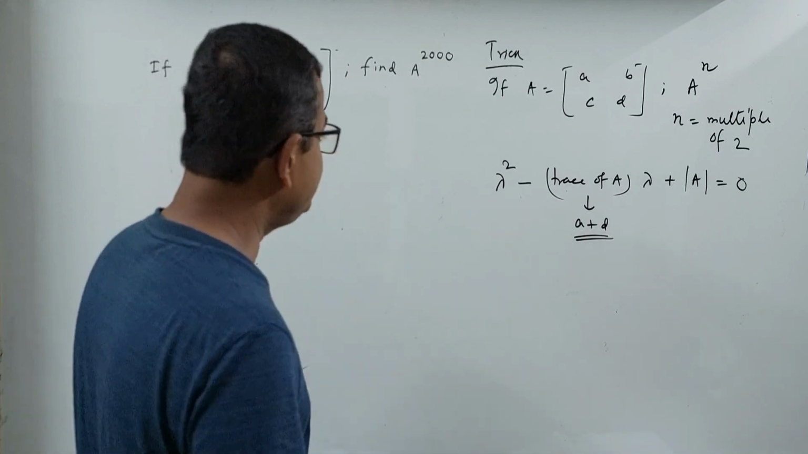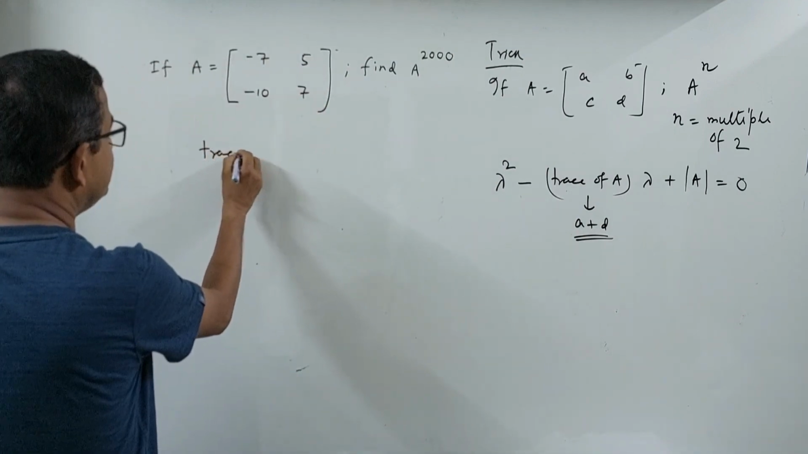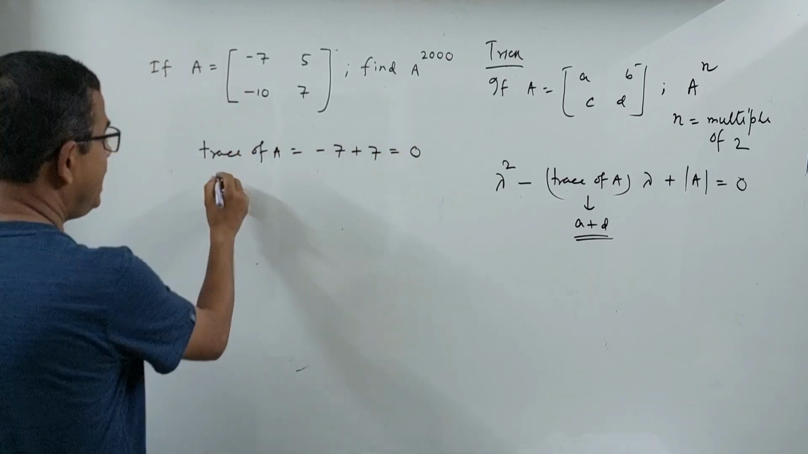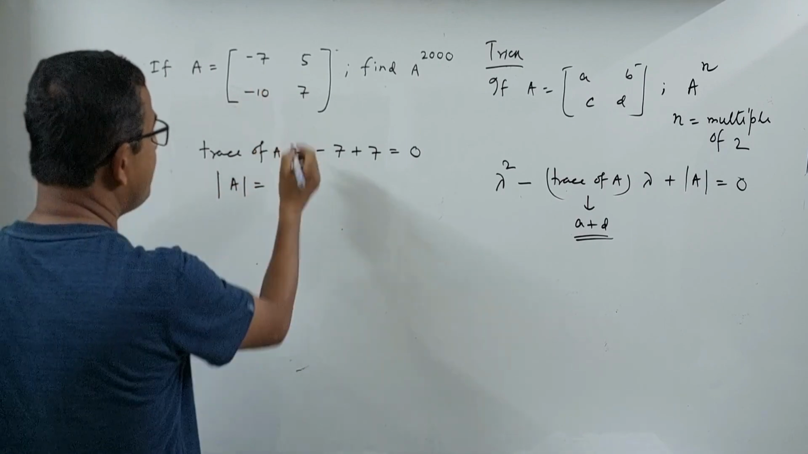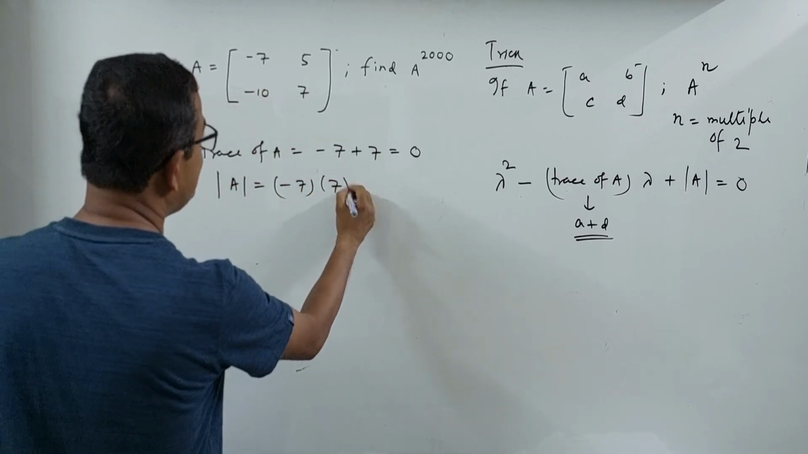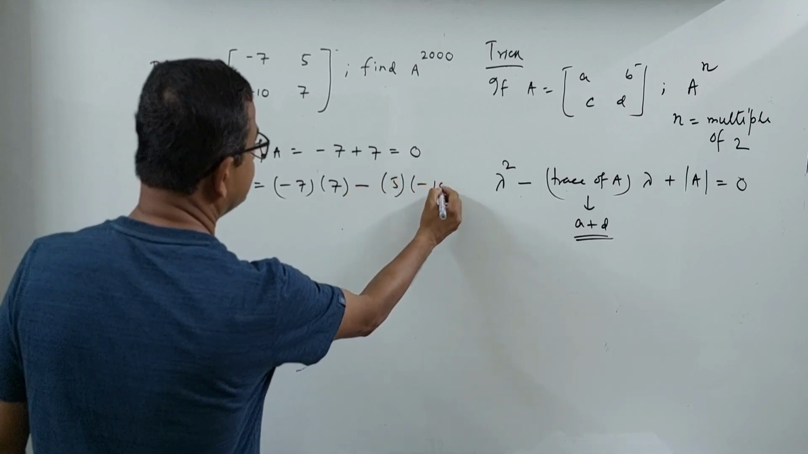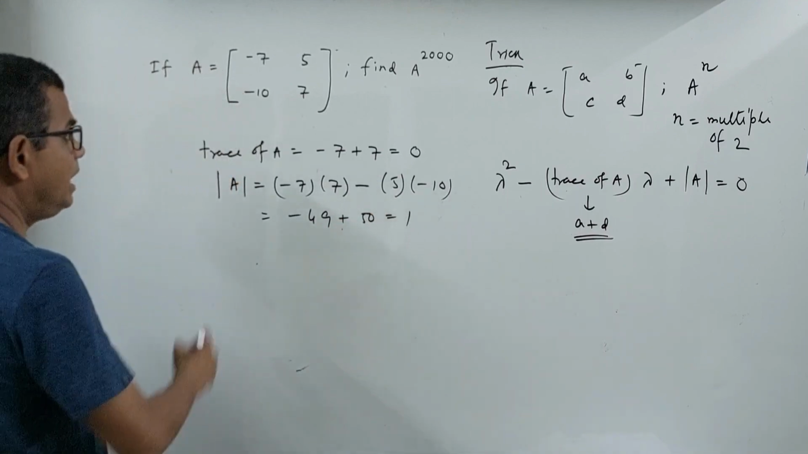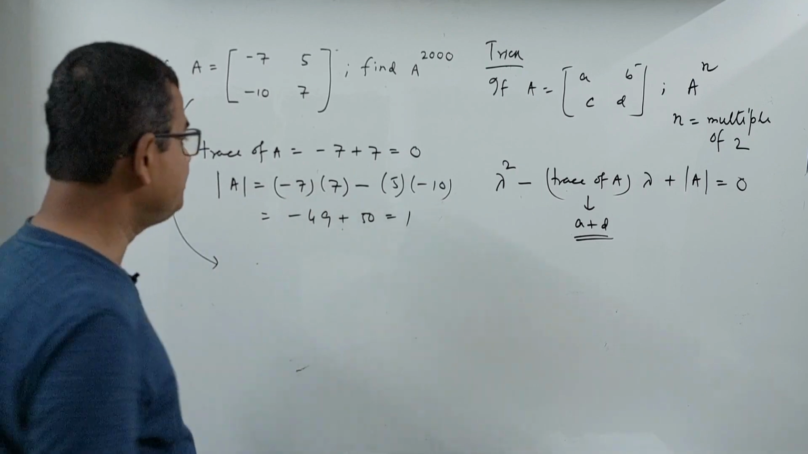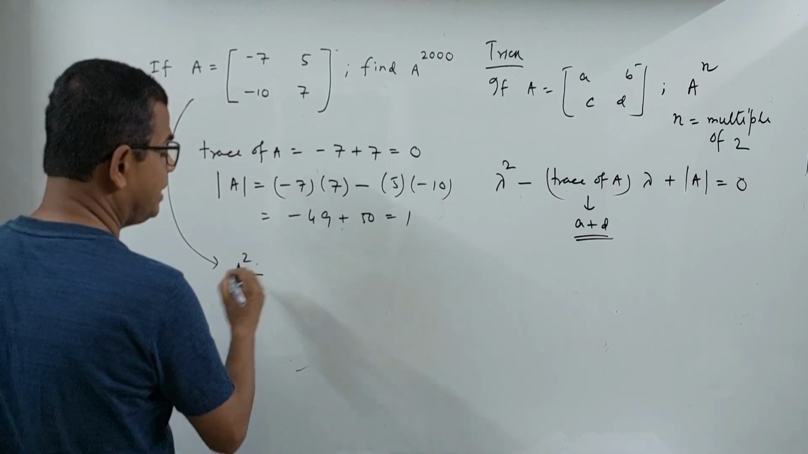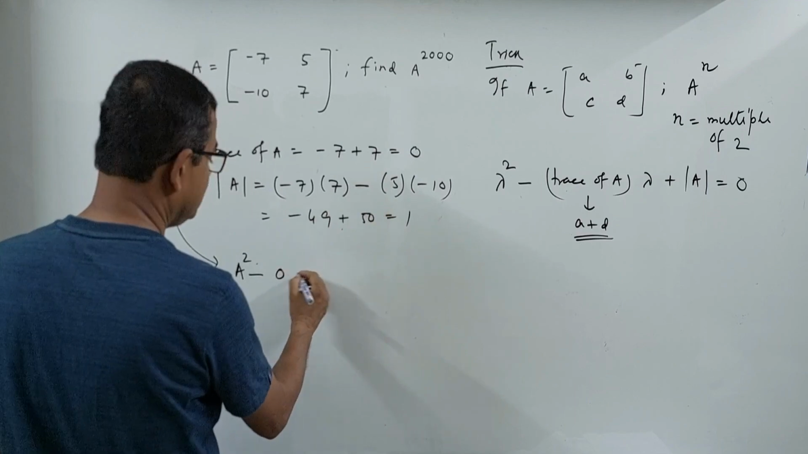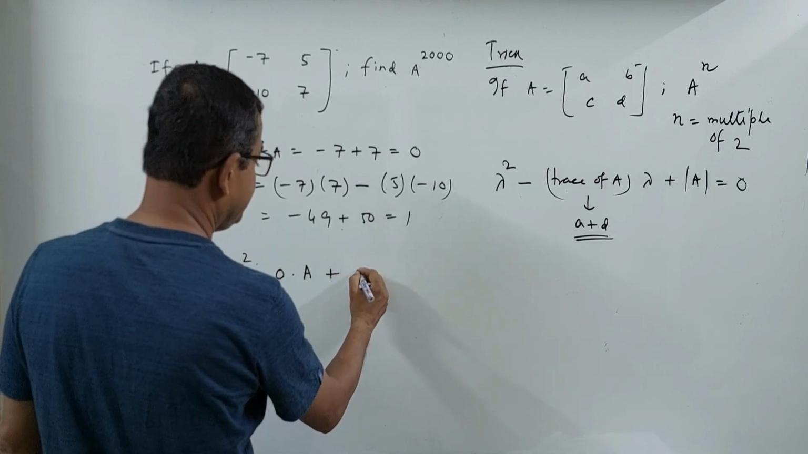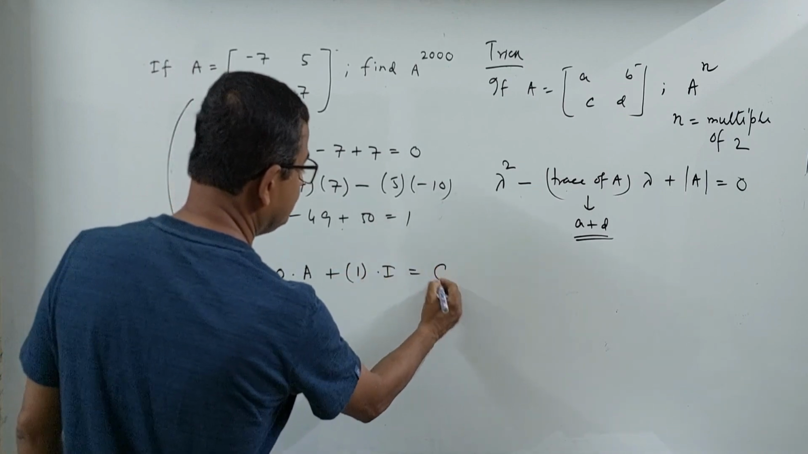Now for this matrix, trace of A equal to minus 7 plus 7, so equal to 0. And what is determinant A? Equal to minus 7 into 7 minus 5 into minus 10, so minus 49 plus 50, so you get 1 here. Now the characteristic equation of this matrix: A square minus trace of A, that is 0, into A plus determinant A, that is 1, into I equal to null.